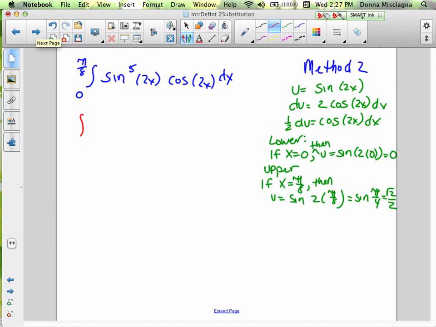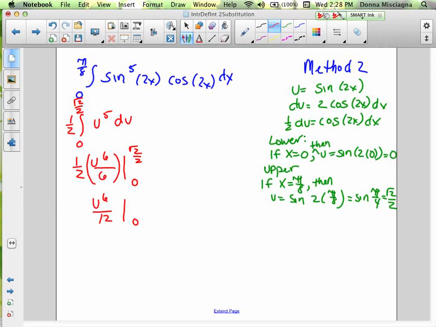So we have 1/2 u to the 5th du, right? And then we'll integrate. And don't forget our limits of integration. So that is 0 as the lower, and the square root of 2 over 2 as the upper. So now we have 1/2 u to the 6th divided by 6, and we're evaluating that from 0 to the square root of 2 over 2. All right, so let's simplify. This would be u to the 6th divided by 12, and we're evaluating that from 0 to the square root of 2 over 2. So now let's plug in.